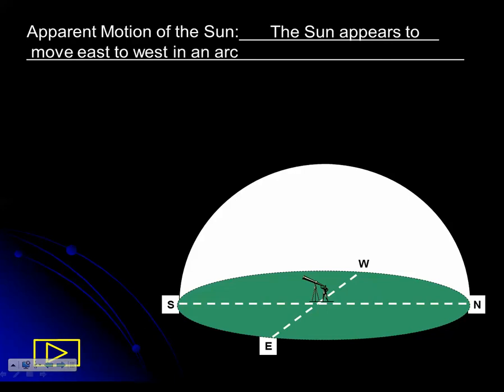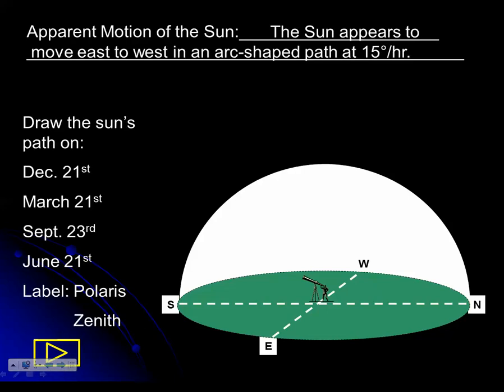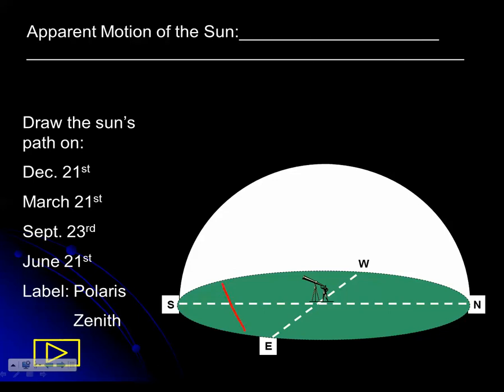The sun appears to also move east to west in an arc-shaped path at 15 degrees per hour. So that's the theme for today, this east to west arc-shaped path, 15 degrees per hour. Now the sun, we can draw some paths for this. This is just for practice, then you guys are going to draw some on the next slide. But let's start out with December 21st, first day of winter. Now one thing we know about first day of winter, it's a short day. The sun rises in the southeast, sets in the southwest. So I'm going to do my best to draw this, something like that. And that would be December 21.